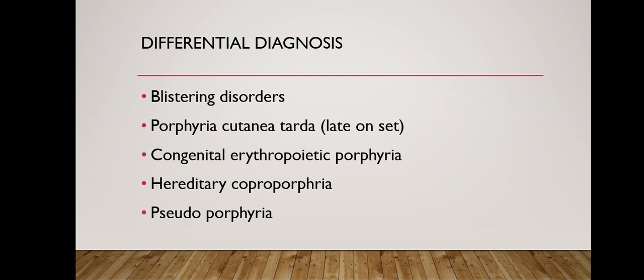Differential diagnosis. Differential diagnoses include blistering disorders, porphyria cutanea tarda, especially late onset, congenital erythropoietic porphyria, hereditary coproporphyria, and pseudoporphyria.